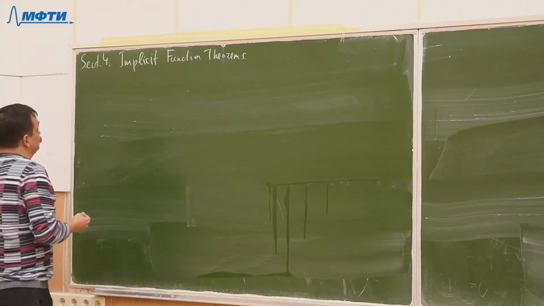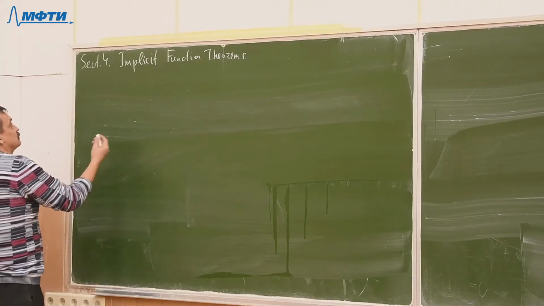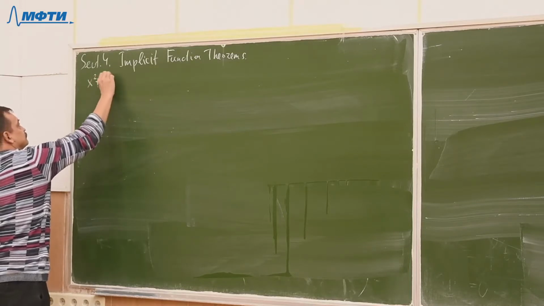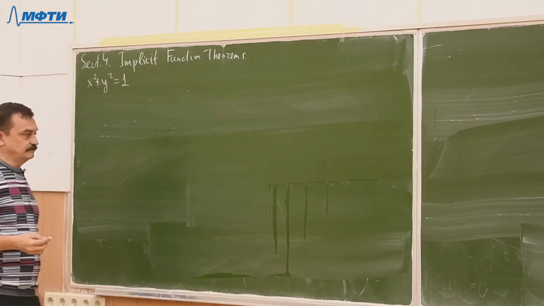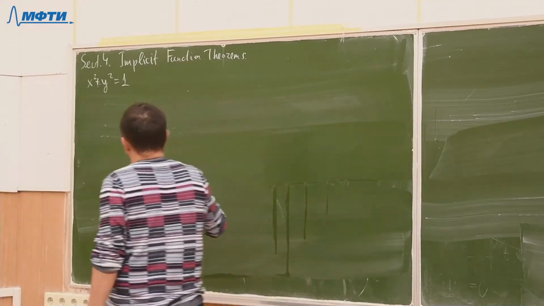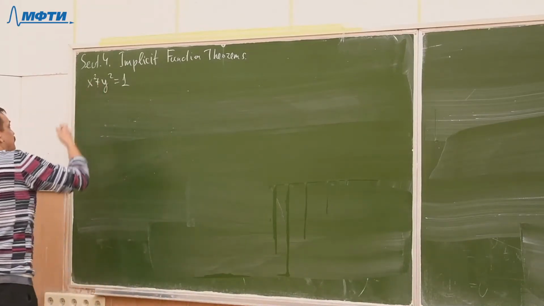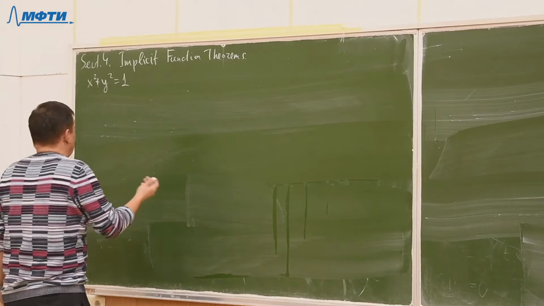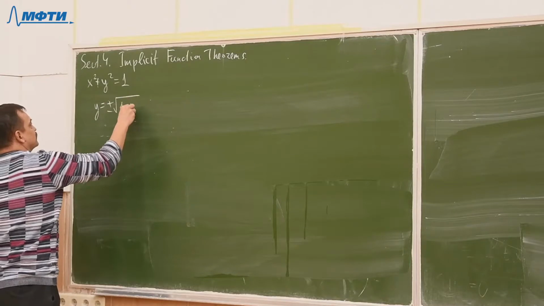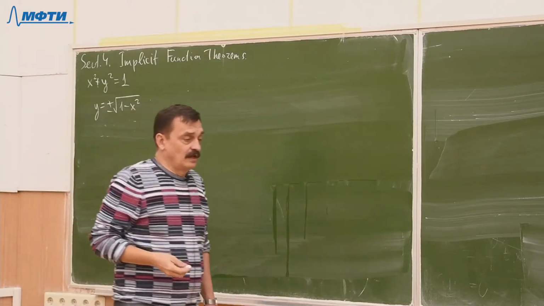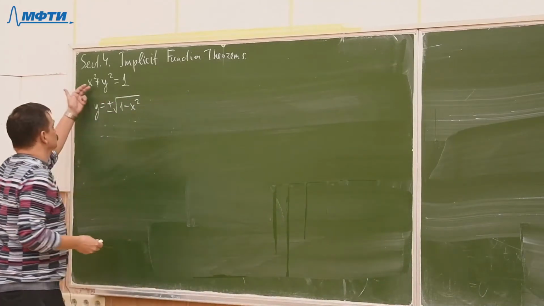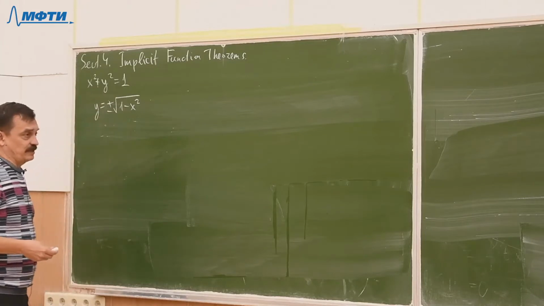We want to solve equations, and let's consider such a simple equation. And we want to solve it, let's say, with respect to the variable y. Of course, we know how to solve it. y equals plus or minus square root of 1 minus x squared. And as you see, in general, we have two solutions for every x between minus 1 and 1.